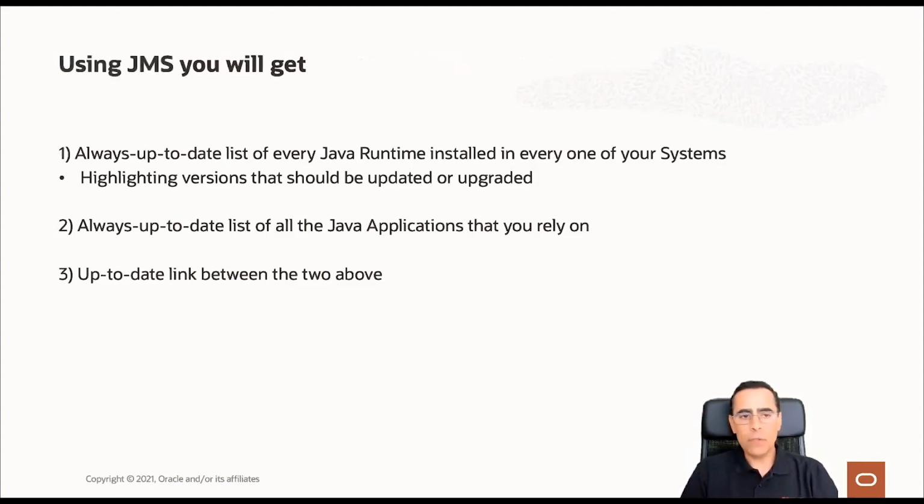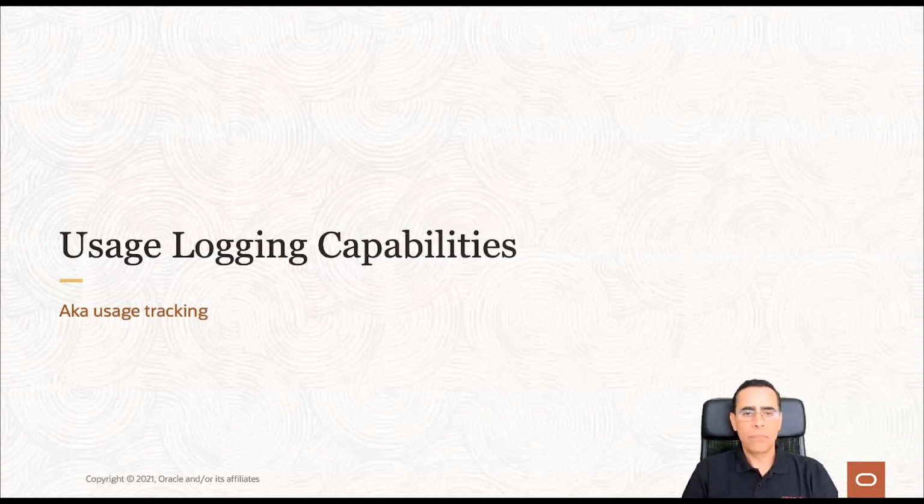Using the new JMS service, you will get the list of Java runtimes, calling out the ones that need to be updated or upgraded, a list of Java applications, and an always current list of which applications use which runtime. Now, how does JMS know this? It relies on a capability available on Oracle JDK runtimes called usage logging.